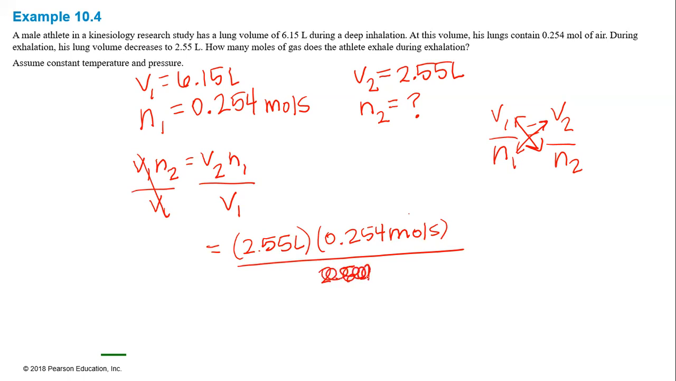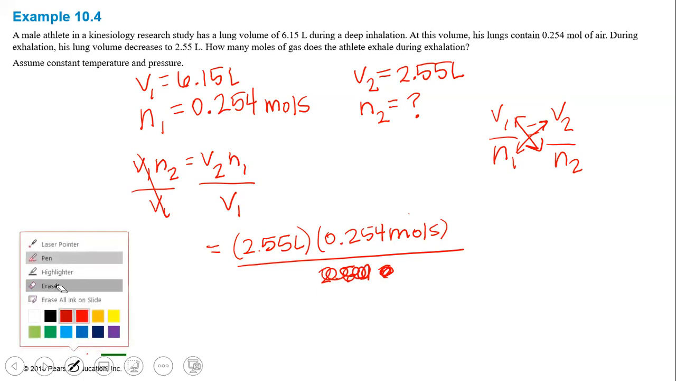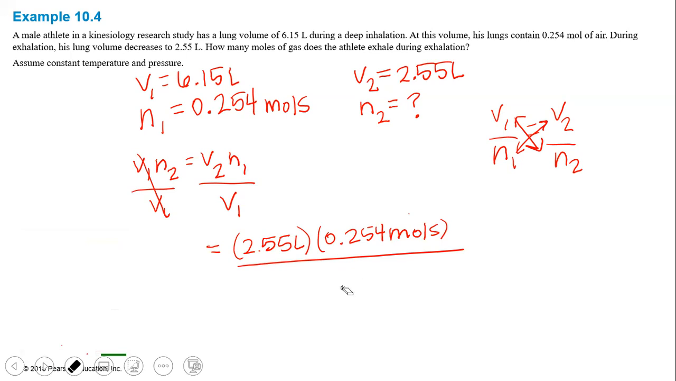Oh, what am I doing? Still don't know what I'm doing. You'll notice that it helps if you write out V1, V2, so that when you go to plug it in, you can just look up and say, okay, this goes there, and done.